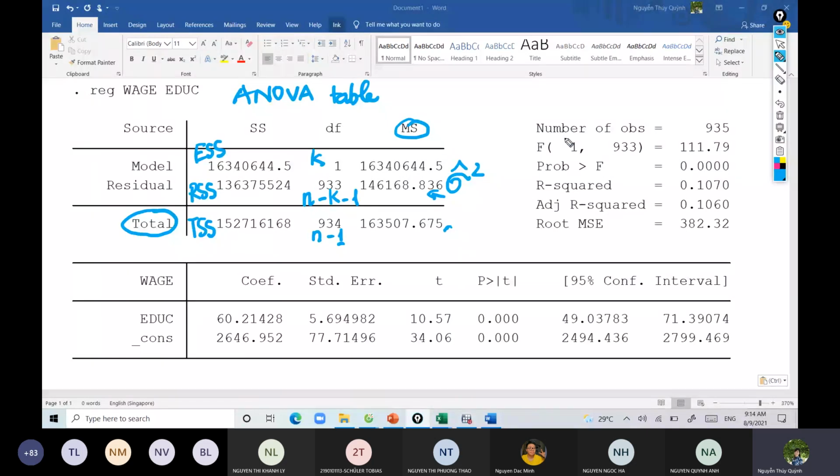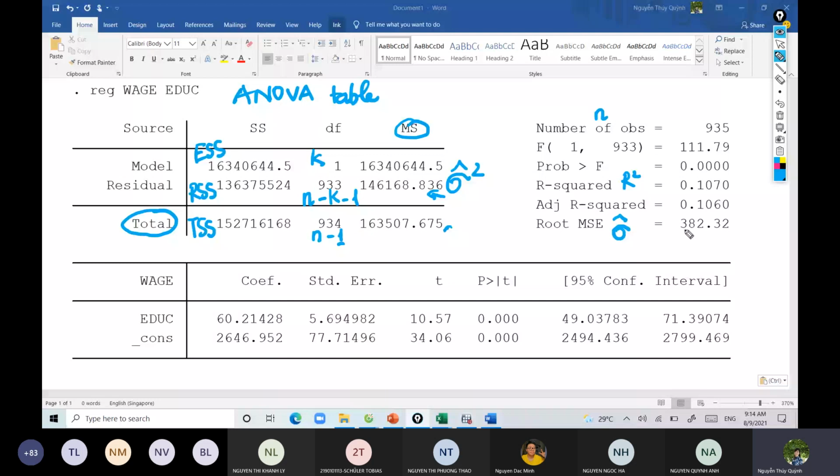Here we have the number of observations, which is n equal 935. We have R square here, the coefficient of determination. Okay, this one we have not discussed in our lesson yet. And root MSE here is the model standard error, which is sigma hat. Okay, sigma hat is the square root of this one. All right.